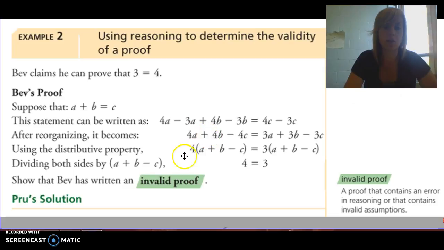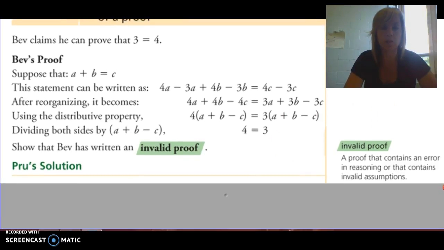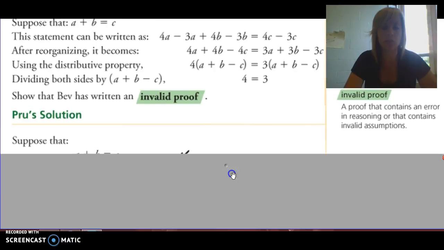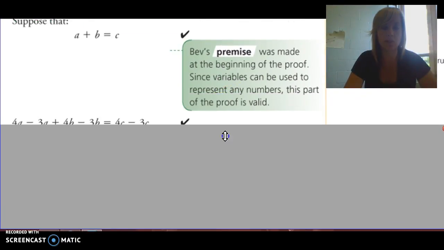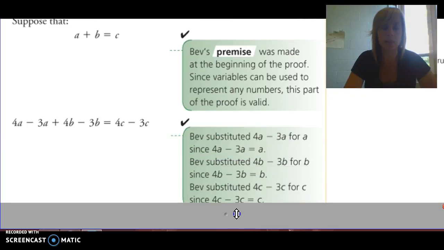Taking out the common number, which is 4, and taking out the common number on this side, which is 3. And when you divide both sides by A plus B minus C, you get 4 is equal to 3. So we need to show that this is an invalid proof. So we look, A plus B equals C. Sure, we'll go with that.